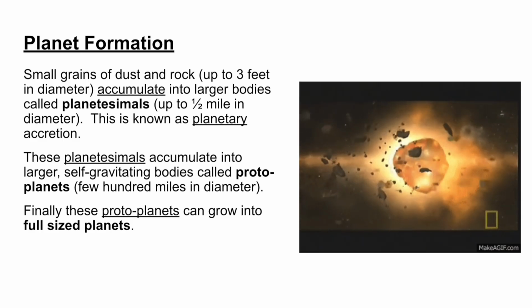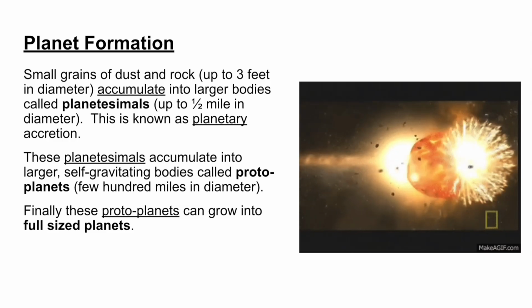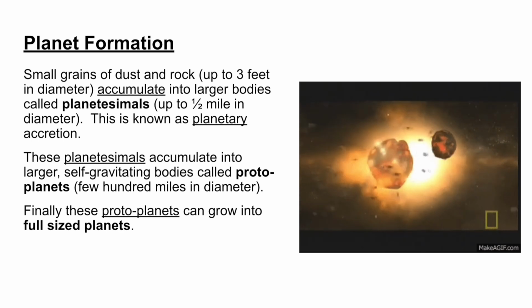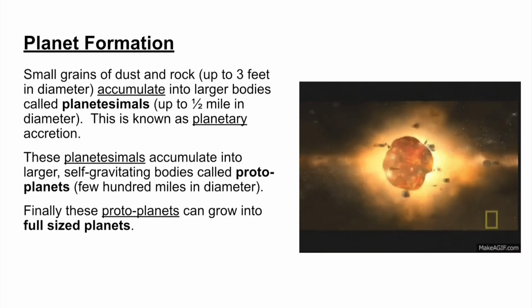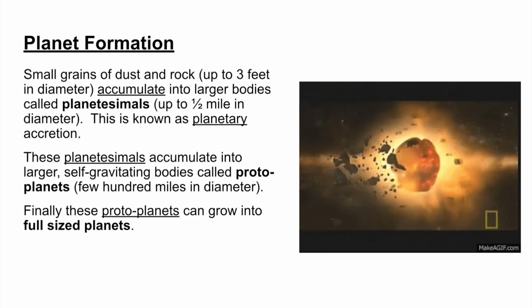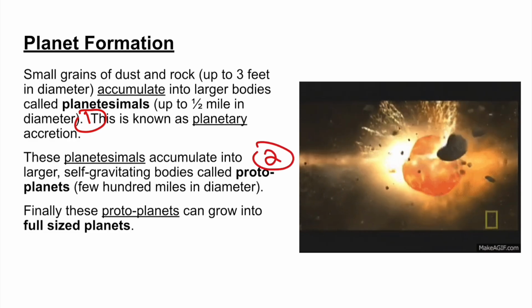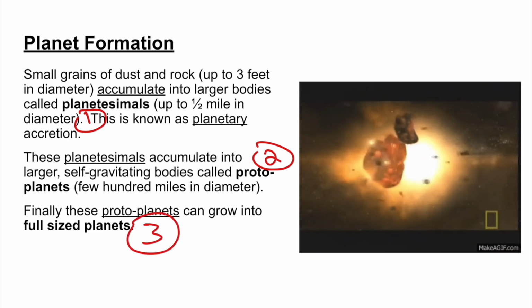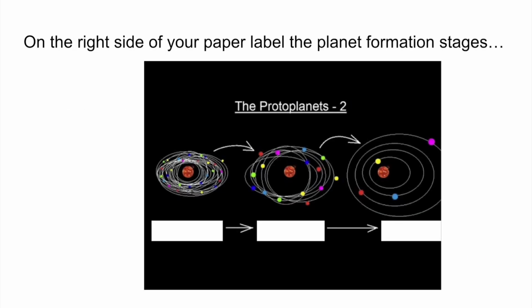So really, really small bits and pieces start to come together due to gravity. These planetesimals can accumulate into larger bodies called protoplanets. So first step is our planetesimals. Planetesimals is number 1. Then we have protoplanets, which is number 2. And then eventually those protoplanets will grow into full-sized planets. So planetesimals, protoplanets, full-sized planets.